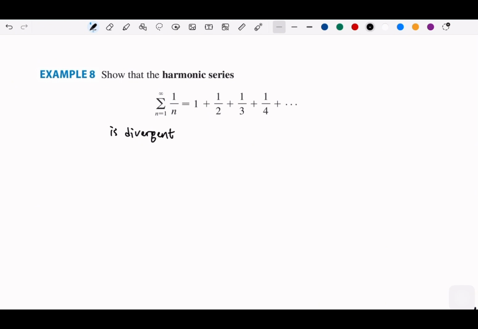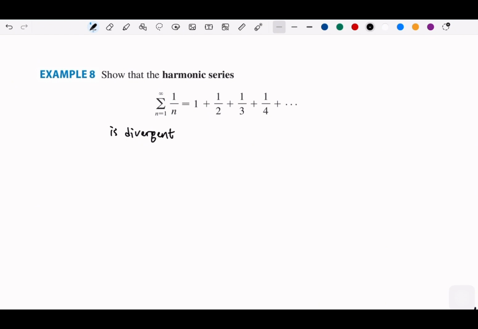Do you remember last semester in Calculus 1 we learned about 1 over x and 1 over x squared? We learned about the improper integral. So this is also related, and we are going to see why this diverges. As in the improper integral, we see that this also diverges, right?